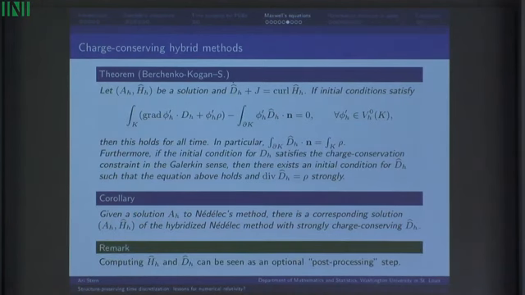Just a remark that computing h hat and d hat can be seen as an optional post-processing step. In fact, this AH is just a solution to the standard Nedelec's method. So I think the main value of this result is that, whereas it appears that Nedelec's method only conserves charge in this much weaker Galerkin sense, you can show that every solution is actually shadowed by some d hat, which you can either compute or not, depending on whether you want to. It's shadowed by an exactly strongly charge conserving electric flux.